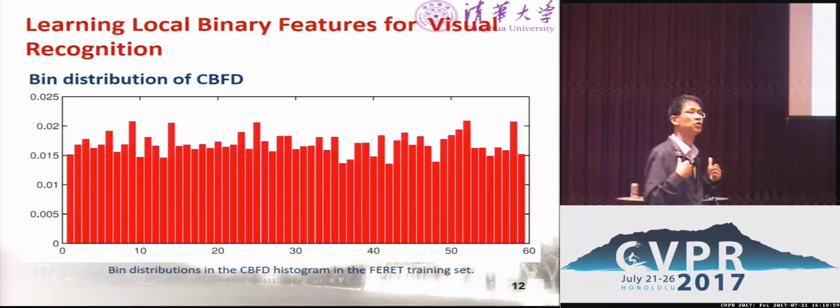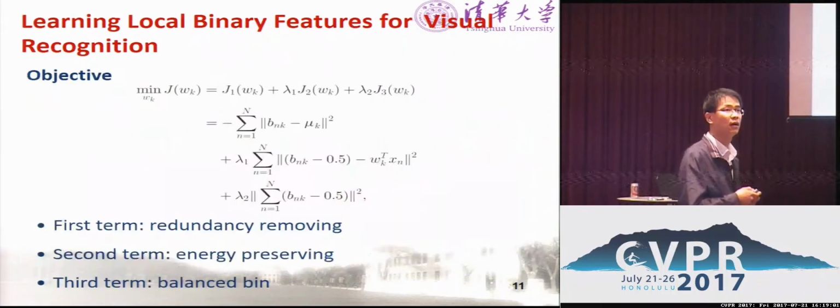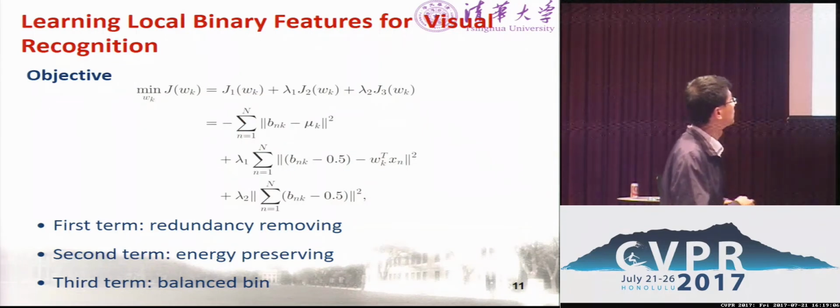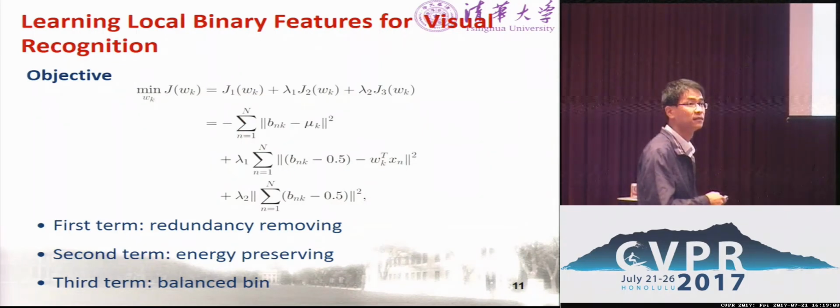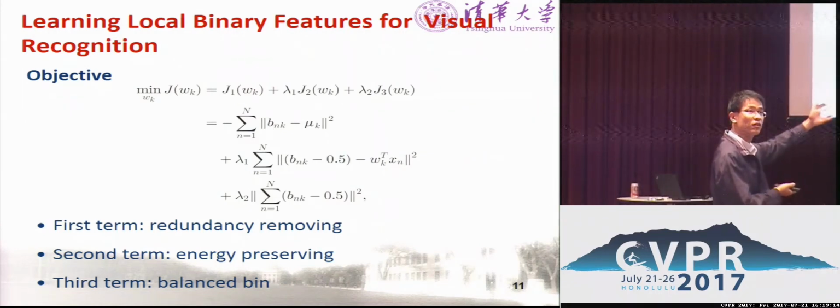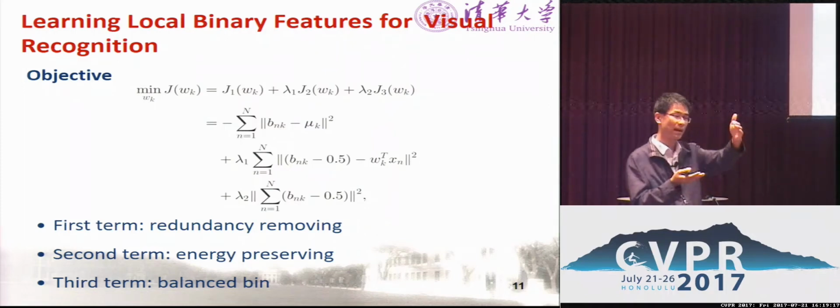So what's the advantage? Sorry. Can you explain a little more the three parts of the loss? What do you mean by redundancy removing and energy preserving? The first term is to remove the redundancy. Redundancy, what do you mean by that? Redundancy, for example, if this is a real value, right? Real value features.